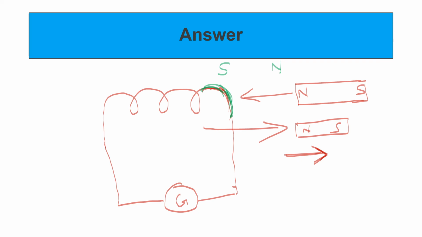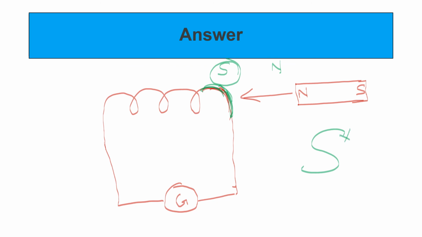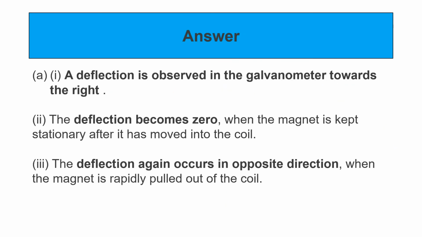If this face is south pole, what will be the direction of the current flow? If it is south pole, the direction will always be clockwise. Clockwise direction means the current should flow in this manner. The deflection of the needle of the galvanometer will be towards the left as the current is flowing in the clockwise direction. Therefore, the answer for the question is part A.